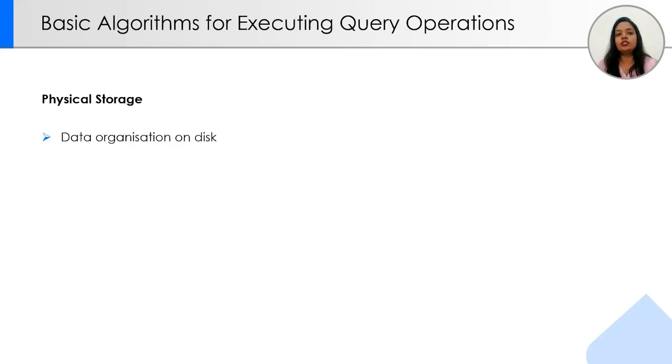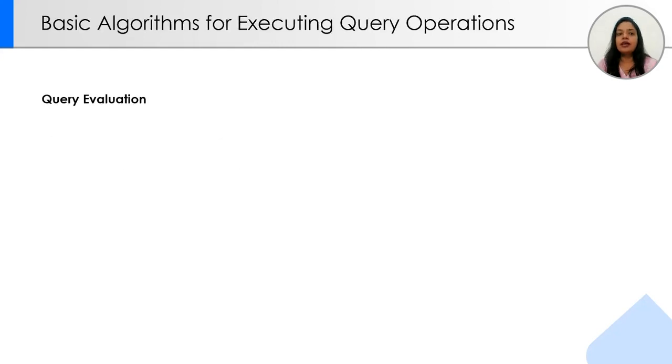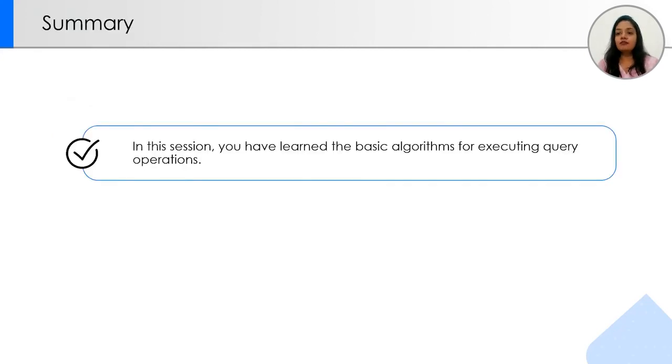Then comes the physical storage. So basically, it means organizing the data on a disk for storage purpose. So the file is organized in a sequential and indexed manner, whereas the page is organized in fixed size blocks manner. Then comes the query evaluation. So here the query is transformed into execution steps. So as we already talked in our first session, that this execution could be cost based or execution plan based. So when it comes to cost based optimization, the optimal plan based upon low cost is selected, and when it comes to execution plan, the sequence of operations is considered.